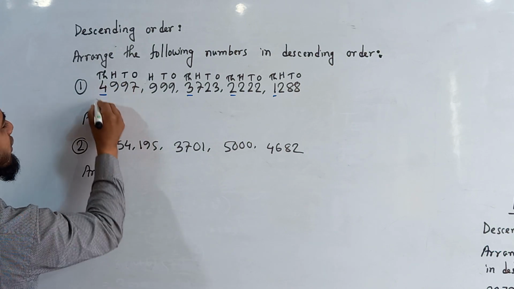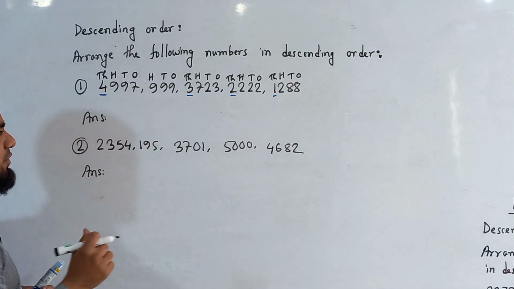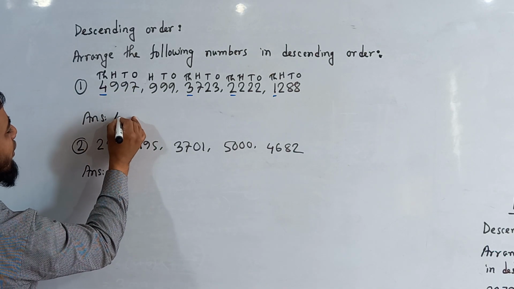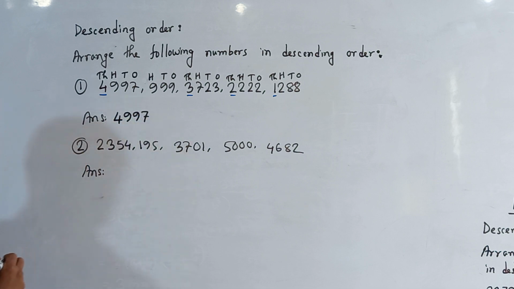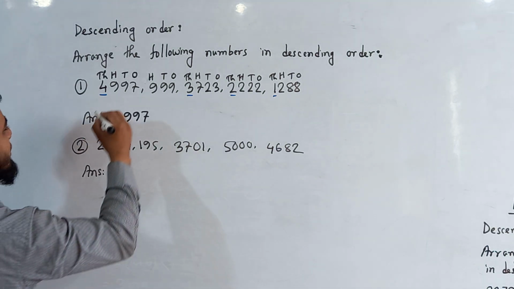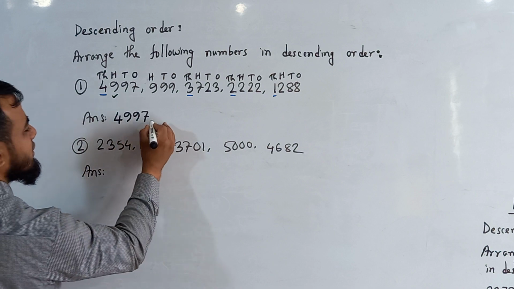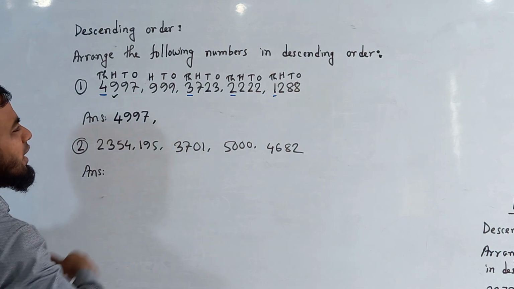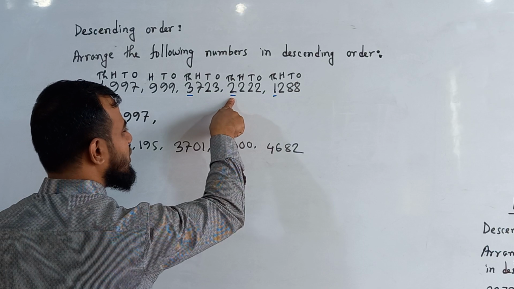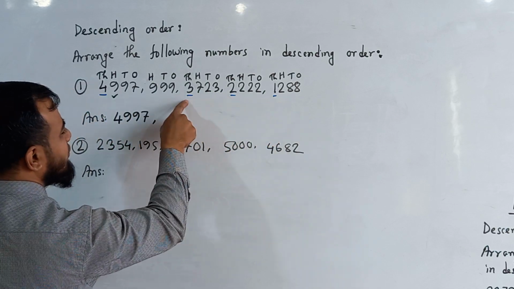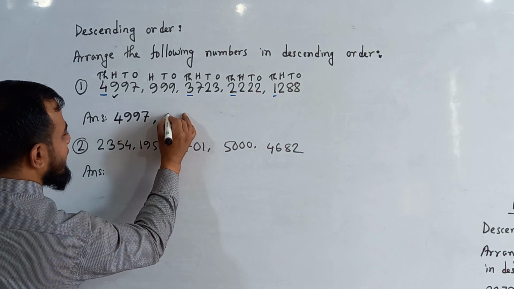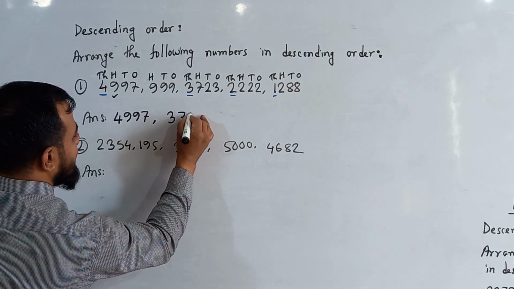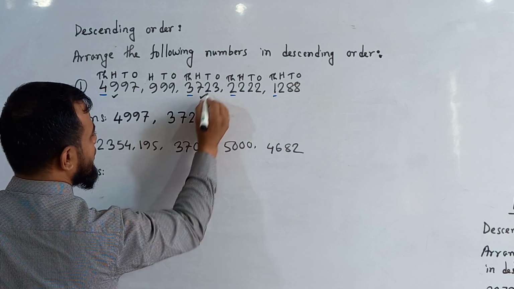So this number has the highest place value, the highest number. That means this number will be our first number, 4997. 4997 is the biggest number among these 5 numbers. So this is done. Now the next number. What is the next number? We have 3 in the thousands place, 2 in the thousands place, 1 in the thousands place. Among these 3 numbers, 3 is the highest number. So our second number is 3723. So this one is also done.